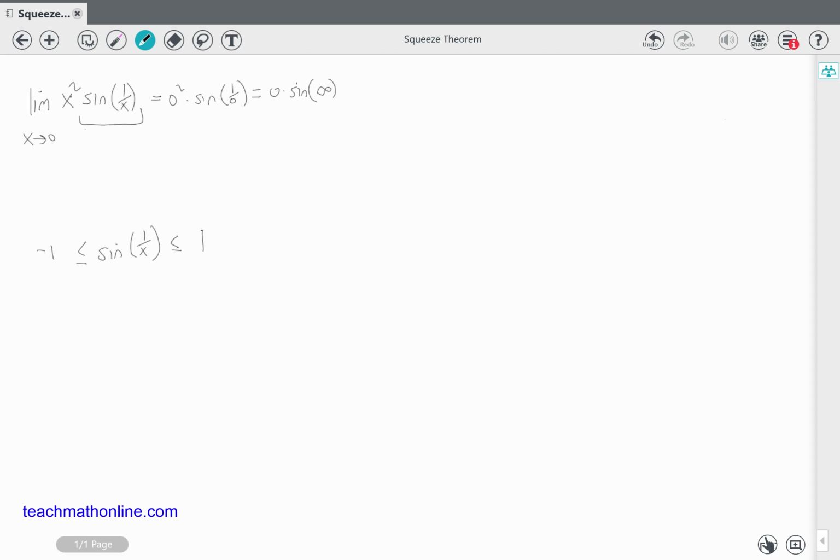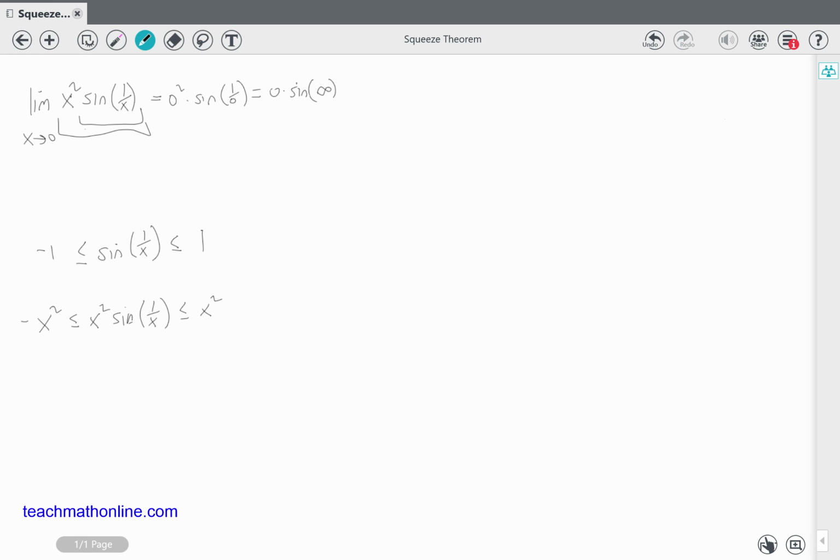So now that we have this, we want to try and get our original equation, x squared times sine of 1 over x. So let's go ahead and multiply each part by x squared. Since we're multiplying each part, we're not really changing anything. So we will have negative x squared is less than or equal to x squared sine of 1 over x, which is less than or equal to x squared.